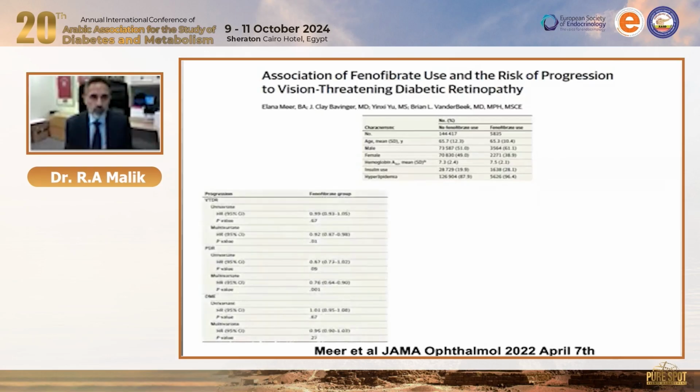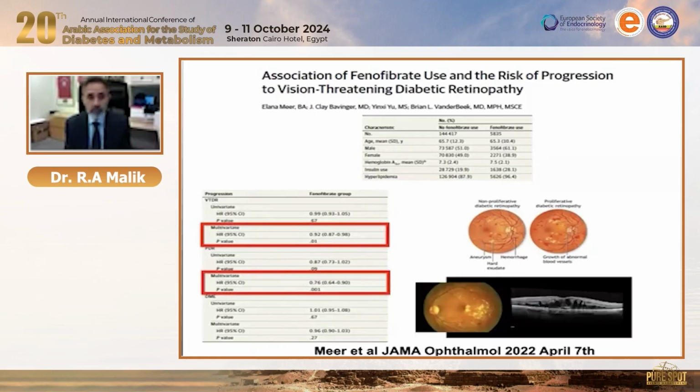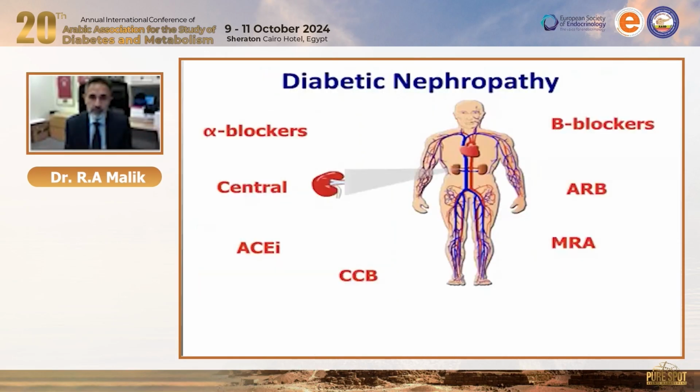What did they show? Well, they showed essentially that the vision-threatening diabetic retinopathy was significantly reduced in those on fenofibrate by about 8%. Proliferative diabetic retinopathy was again reduced actually by about 24% in multivariate analysis. But macular edema actually wasn't significantly different.